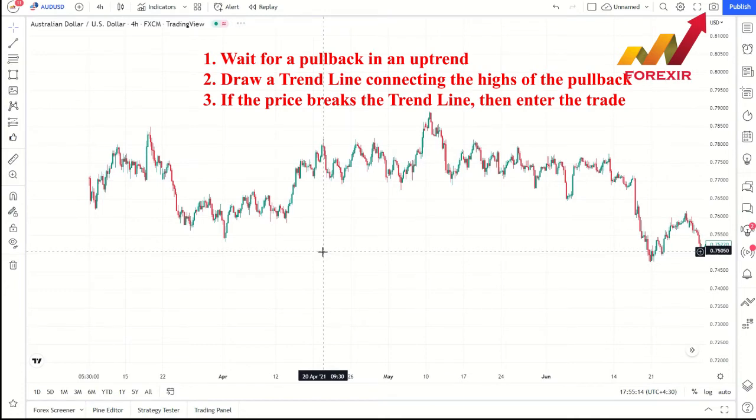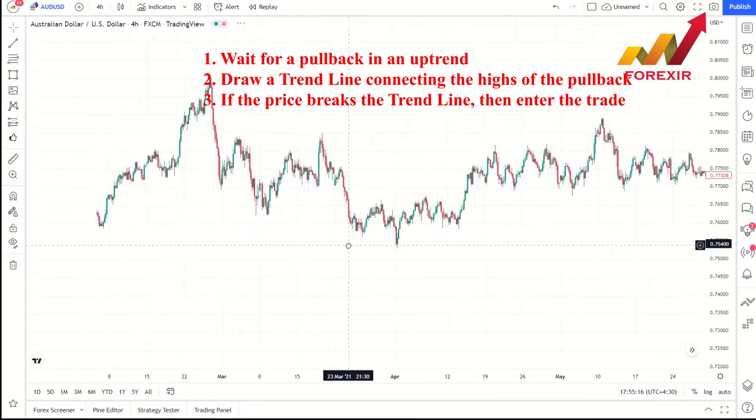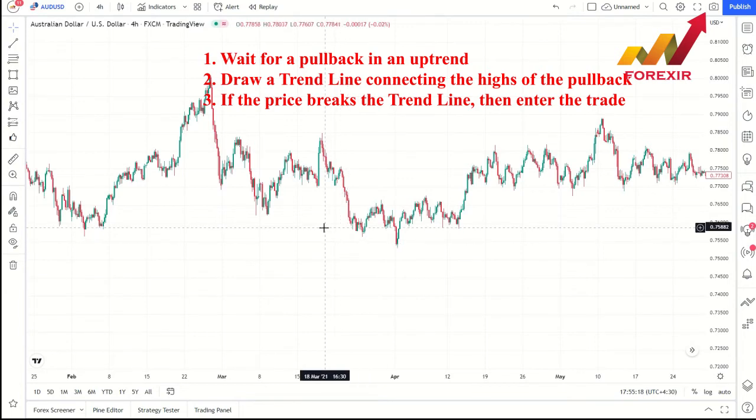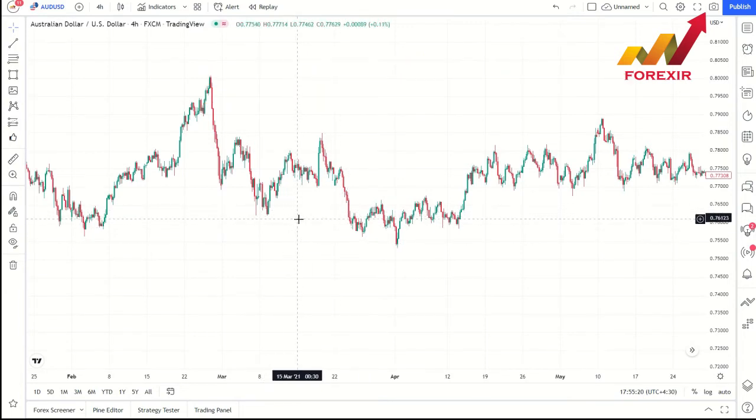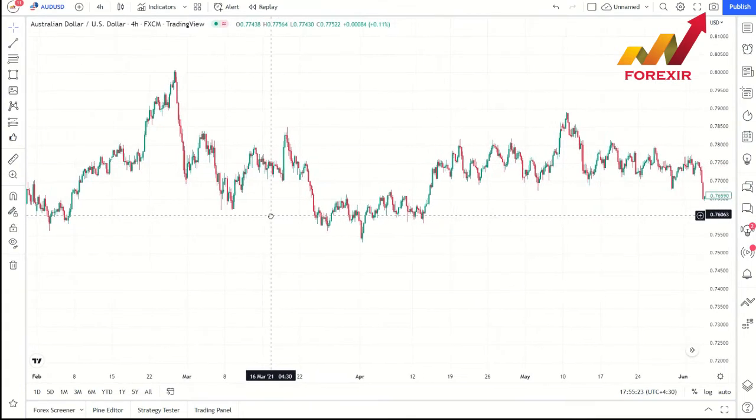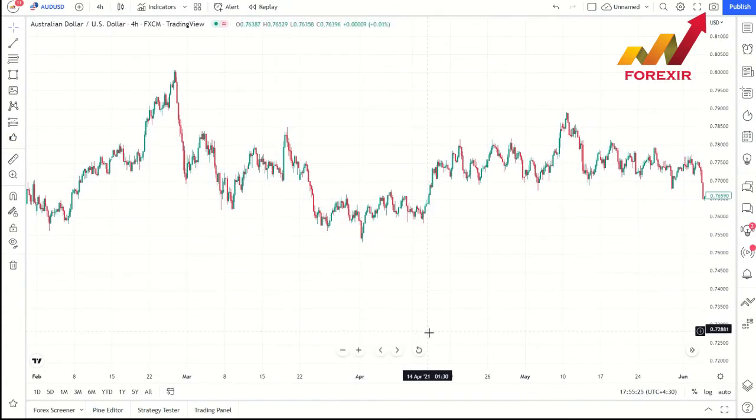Here's the logic behind it. If the price breaks above the trend line, it tells you the buyers are in control and the trend is likely to resume. If it doesn't, then it means the sellers are still in control and you want to stay on the sidelines till the buyers regain control. Does it make sense?